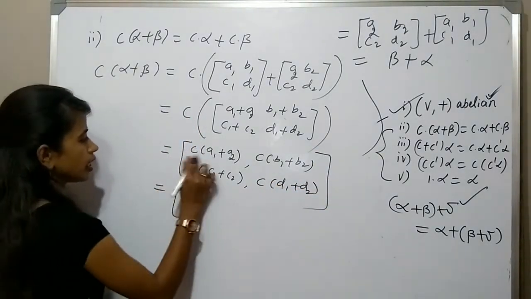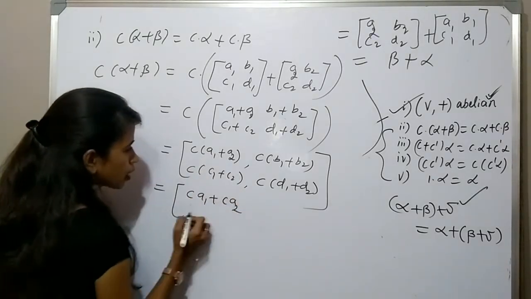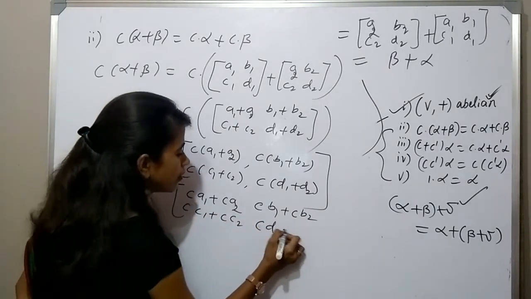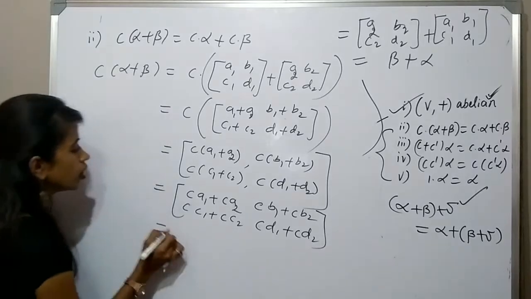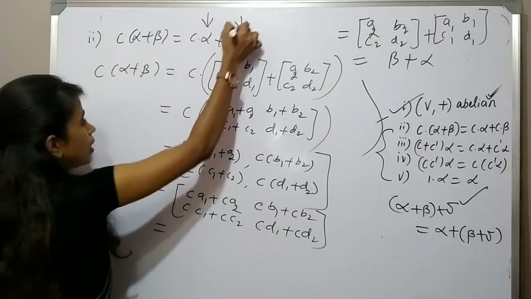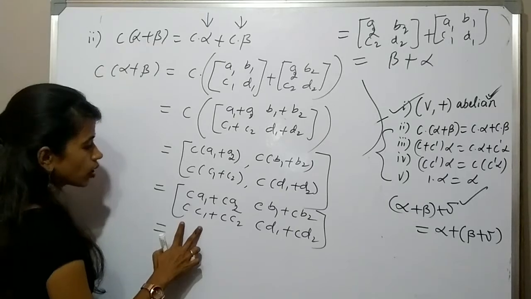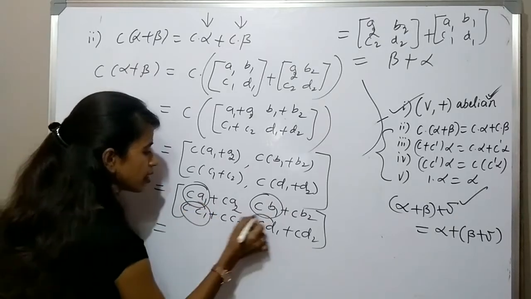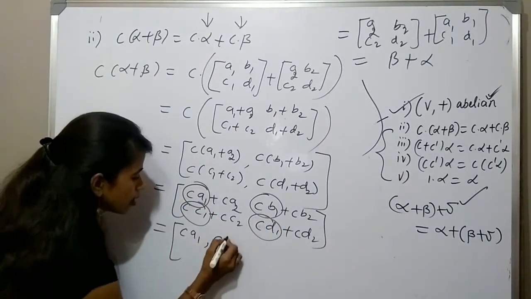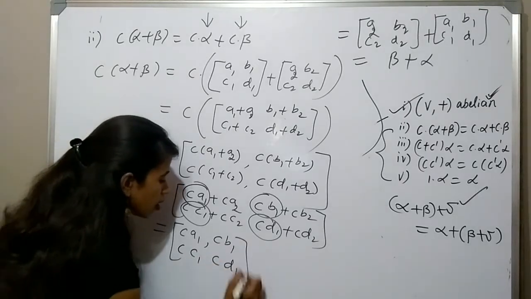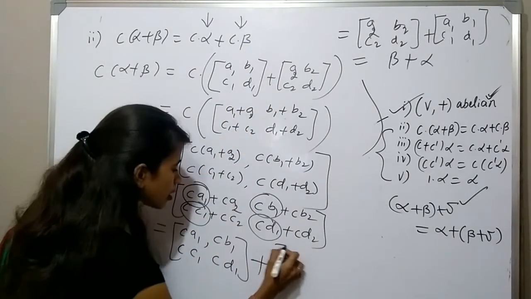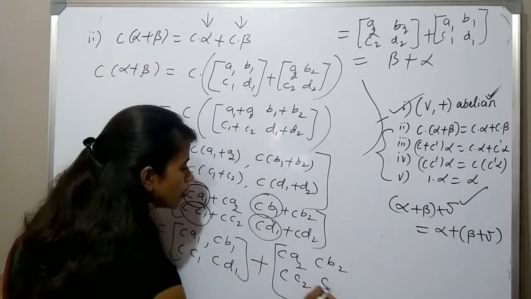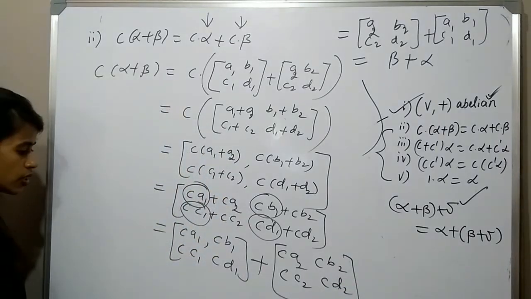So now C into what? CA1 plus CA2, CB1 plus CB2, CC1 plus CC2, CD1 plus CD2. Okay. So here C alpha, C beta. For that, C alpha is what? Just take CA1, CB1, CC1, CD1 first. That is CA1, CB1, CC1, CD1. Next plus C beta. For that, take the remaining, that is CA2, CB2, CC2, CD2. Is it right?